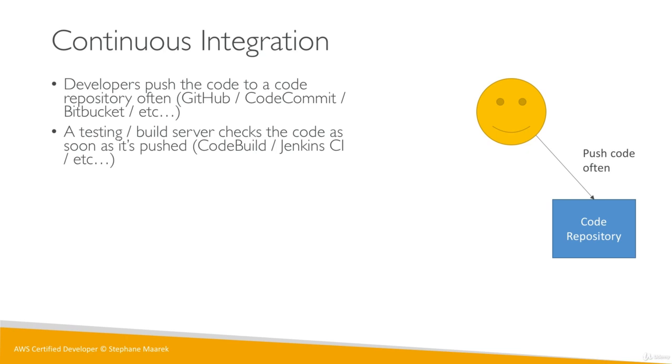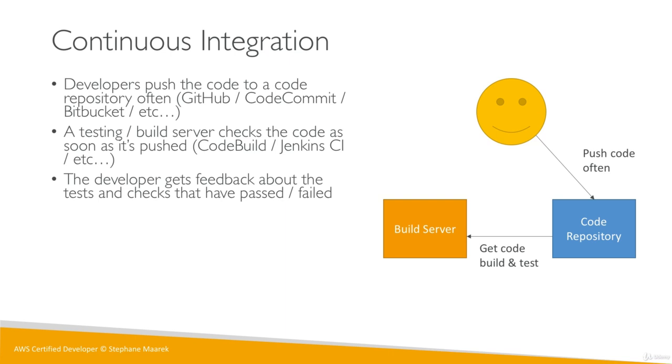So very often it will just look at it. And for this we can use CodeBuild, or the most popular one, at least in the open source world, is called Jenkins, but there are obviously other tools out there. And so the build server just gets the code from the code repository, and every time we do a push, it's going to build and test it. Obviously we have to set that up, but that's the idea, right? And then for the whole loop to be complete, the developer, so us, will get feedback about the tests and checks that have passed or failed.